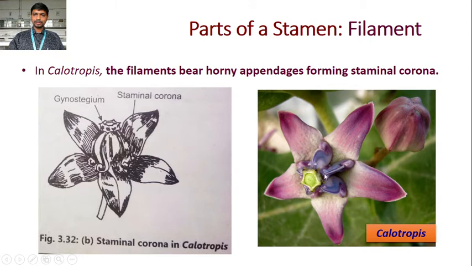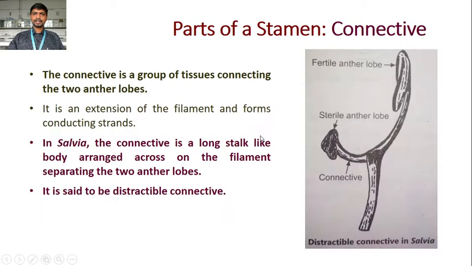So these are the horn-like or horny appendages forming the staminal corona, for example, Calotropis. The next part is the connective. The connective is a group of tissue. Mostly these are the sterile tissue connecting the two anther lobes.